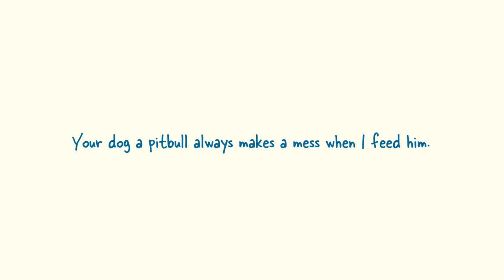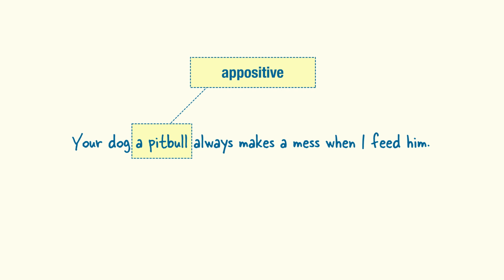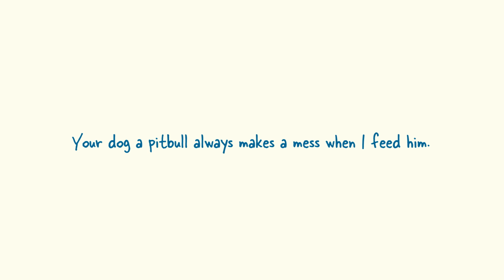Let's look at this sentence with yet another type of interrupter called an appositive. Your dog, a pit bull, always makes a mess when I feed him. An appositive is a word or phrase placed next to a noun in order to identify or explain it. Because an appositive interrupts your sentence, set it off with commas. If you read it like this, your reader will be scratching his head, not because he has fleas, but because it's confusing. Your dog, a pit bull, always makes a mess when I feed him.